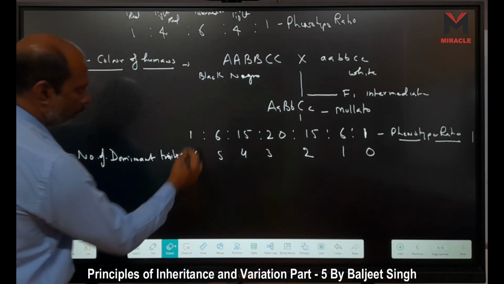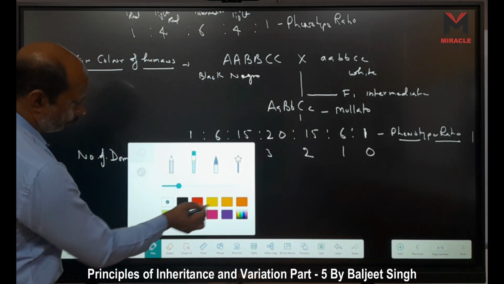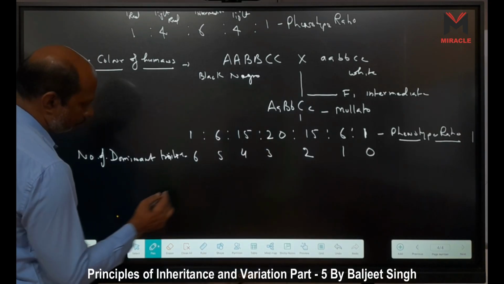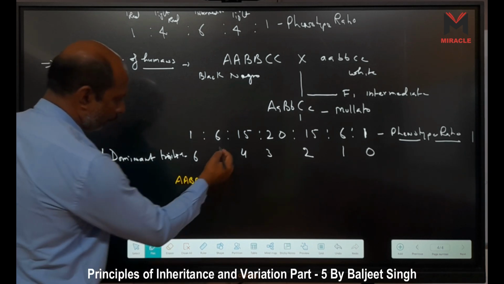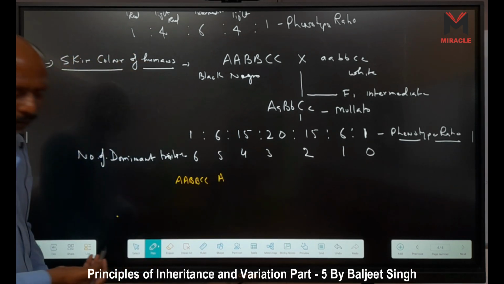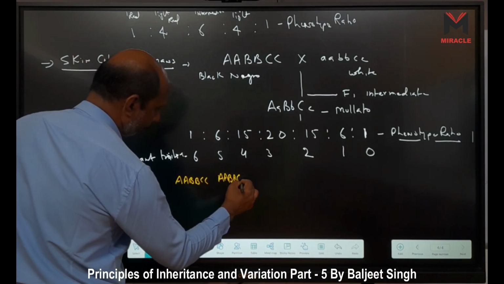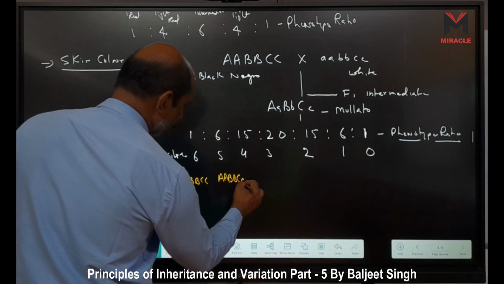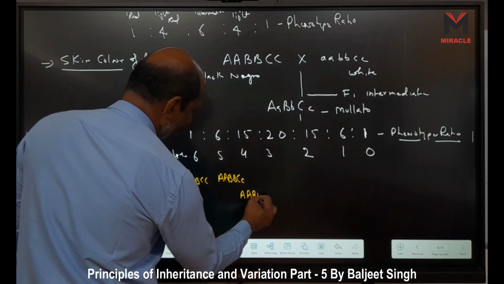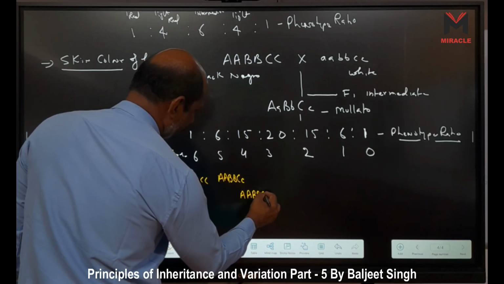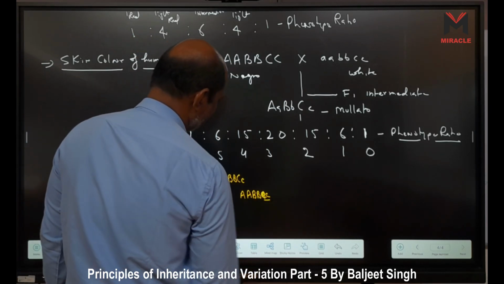6 dominant traits means what? We can write here F. Capital A, capital A, capital B, capital B, capital C, capital C. In this case, you decrease one by one. Capital A, capital A, capital B, capital B, capital C, small c. Small c is there. Now here 4. 4 means what? Capital A, capital A, capital B, capital B, small c and small c. These two are small, right? These two are small. Simply we can say.